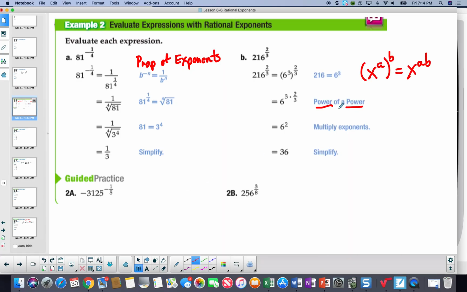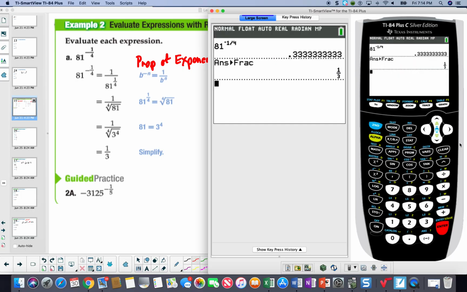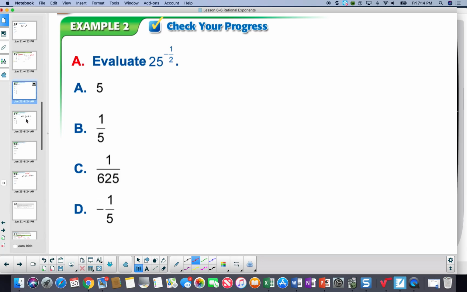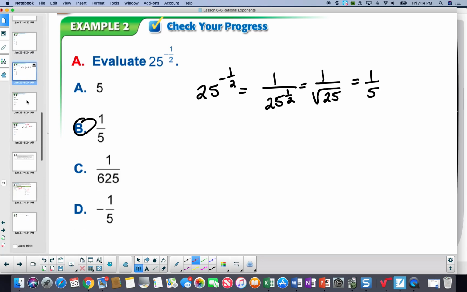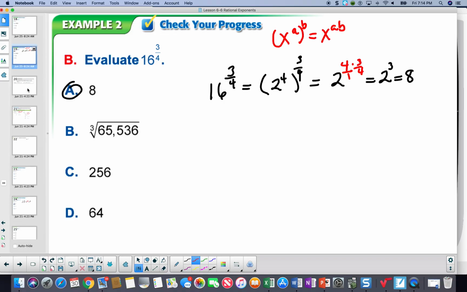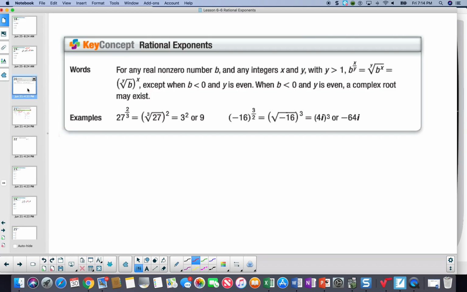Now you can do the same kind of thing with that 216 to the 2/3 power. 216 caret to the 2/3 power, and go ahead and enter, and you'll get the answer that is in here is 36. So these can be done on the calculator, or can be done with the properties of exponents. Pause, and here's the answer. Pause, and here's the answer. Let's go ahead and take a look at more complex rational exponents.